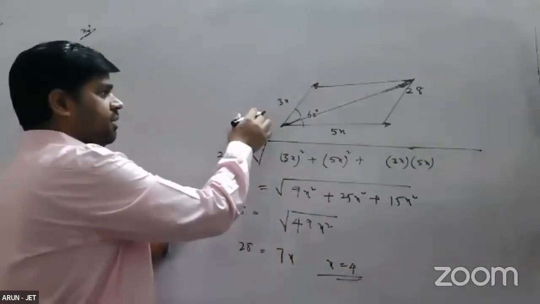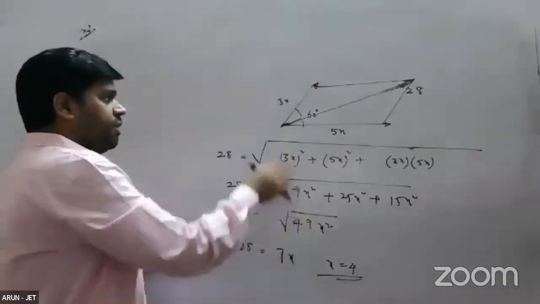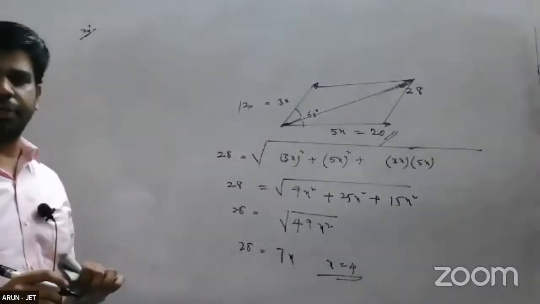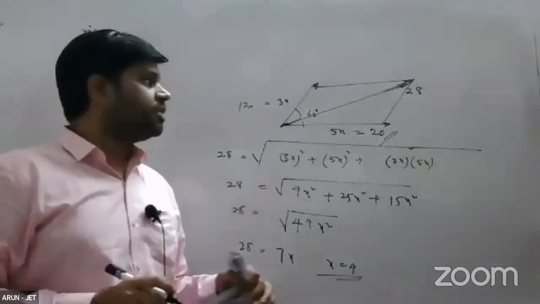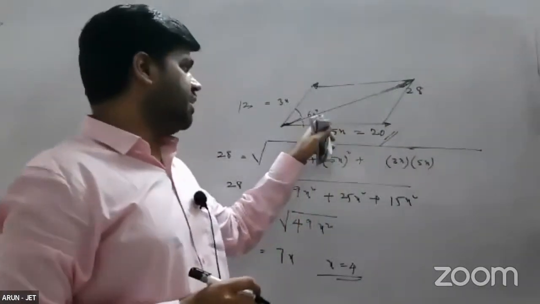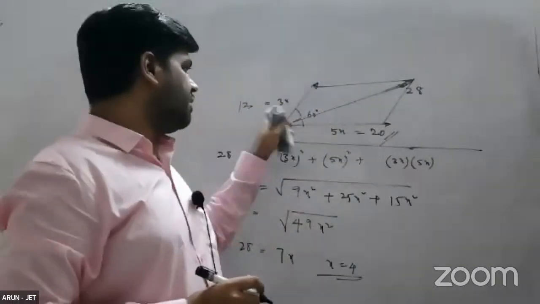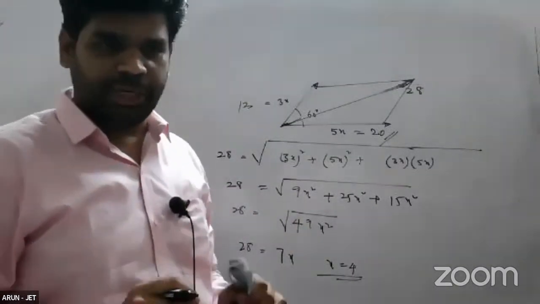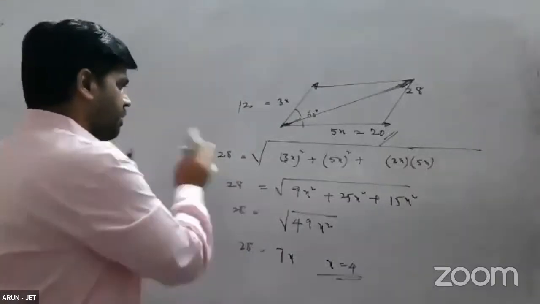Correct. Now what are the vectors now? If x is equal to 4, what is this vector? 12. This vector? 20. Right. So the two vectors are 12 and 20, 12 units and 20 units. If the resultant is 28 at an angle of 60, then the ratio is 3 is to 5, you've got 12 and 20. All right. Now the next one is a very good question.